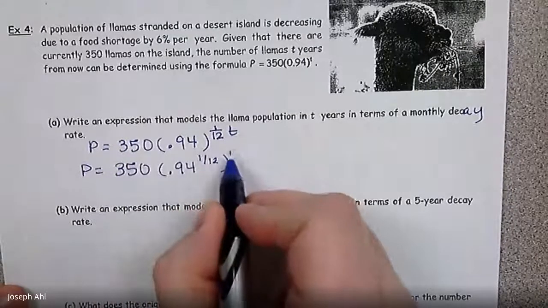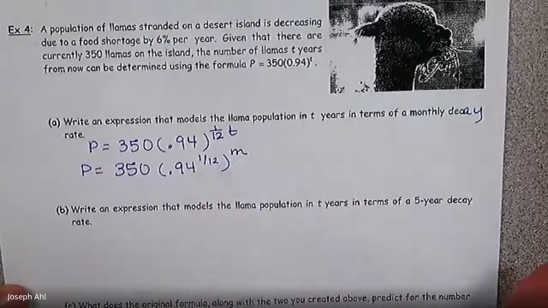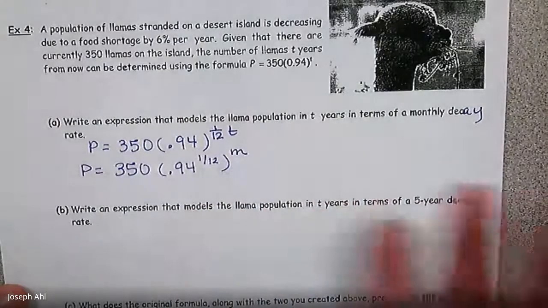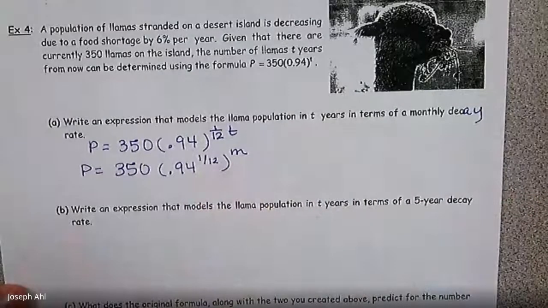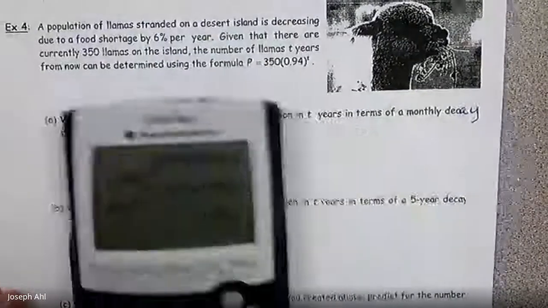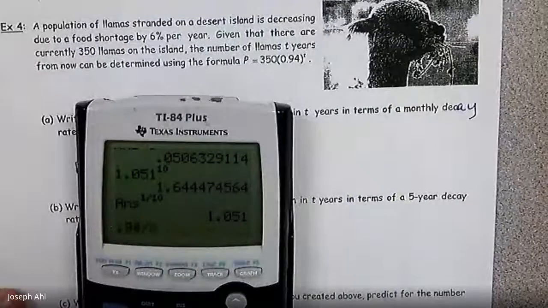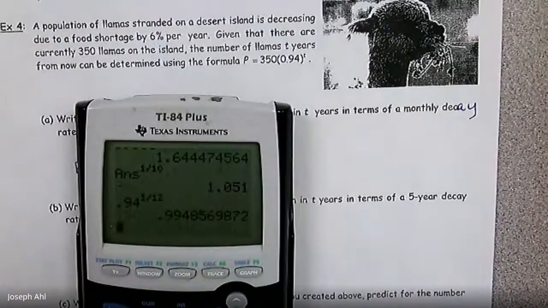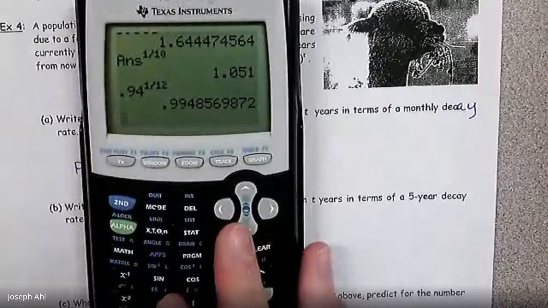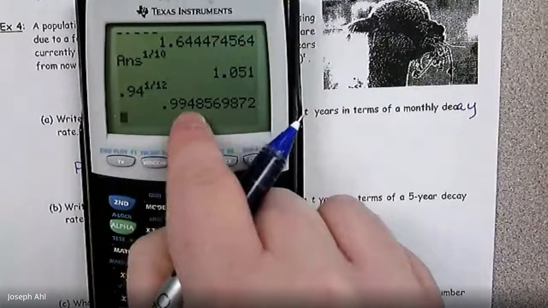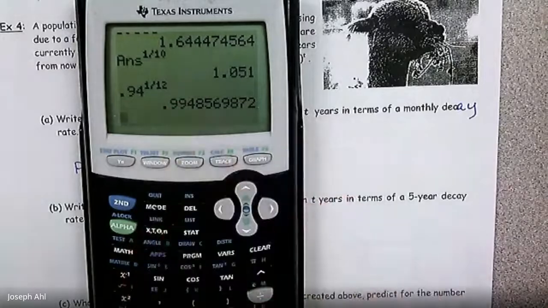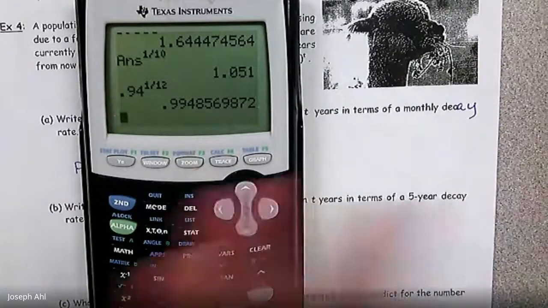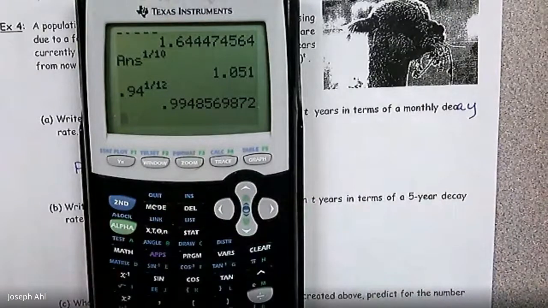But now this is not really time in years. You might want to call that exponent n. This would be representative of the monthly rate. And you would have to plug in a number of months there to account for that. Oh, and by the way, 0.94 to the 1/12th power is 0.99485. So notice how each month the rate of decrease is only about 0.5%, so that by the end of the year, we're accumulating to a total rate of 6%.